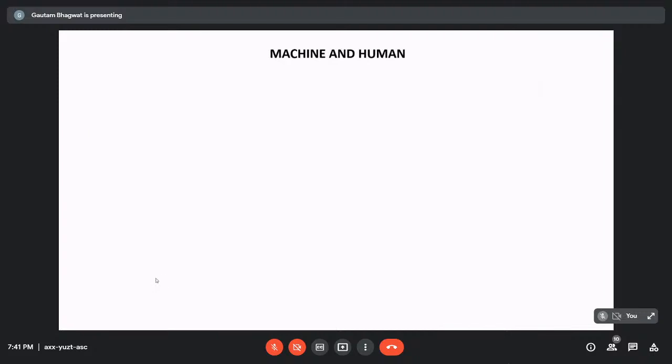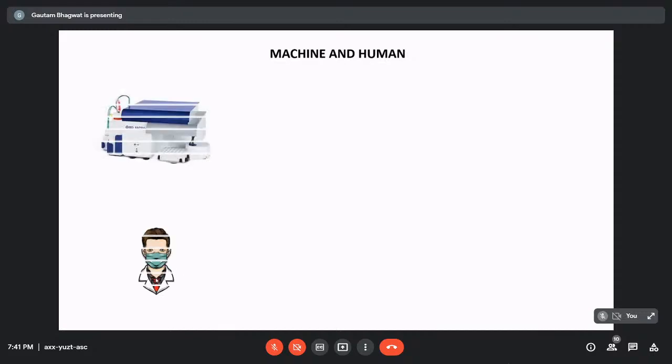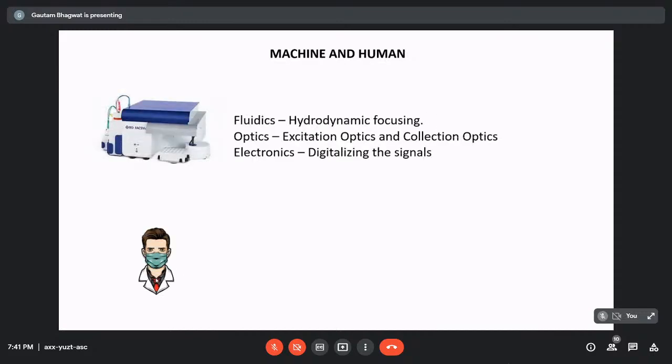It has two important components: one is the machine and the other is the human. What does a machine do, or what are the components of the machine? The most important components are fluidics, optics, and electronics. These three, I will come back to again and again, are the important components of the flow cytometry machine.